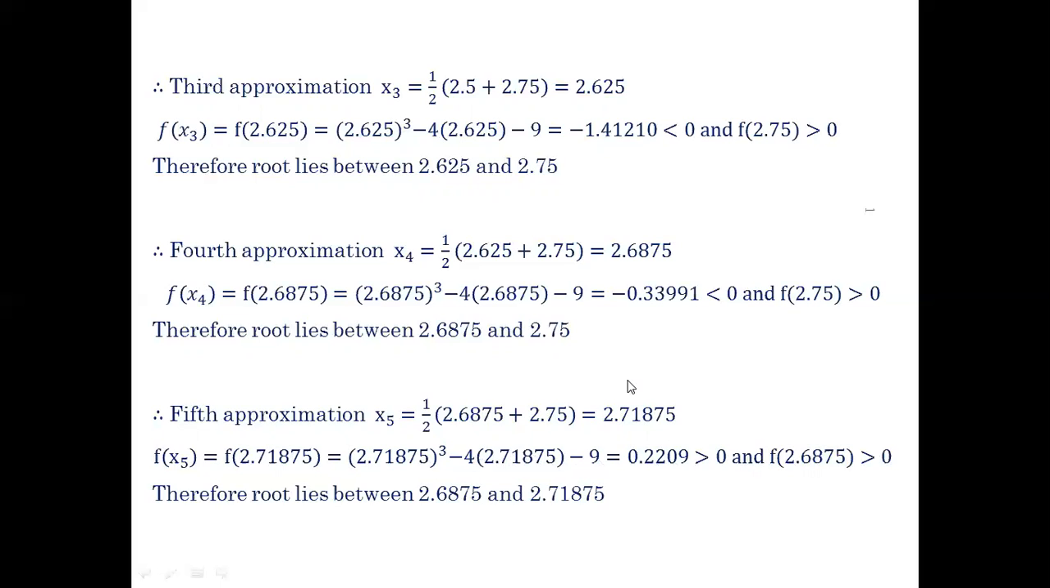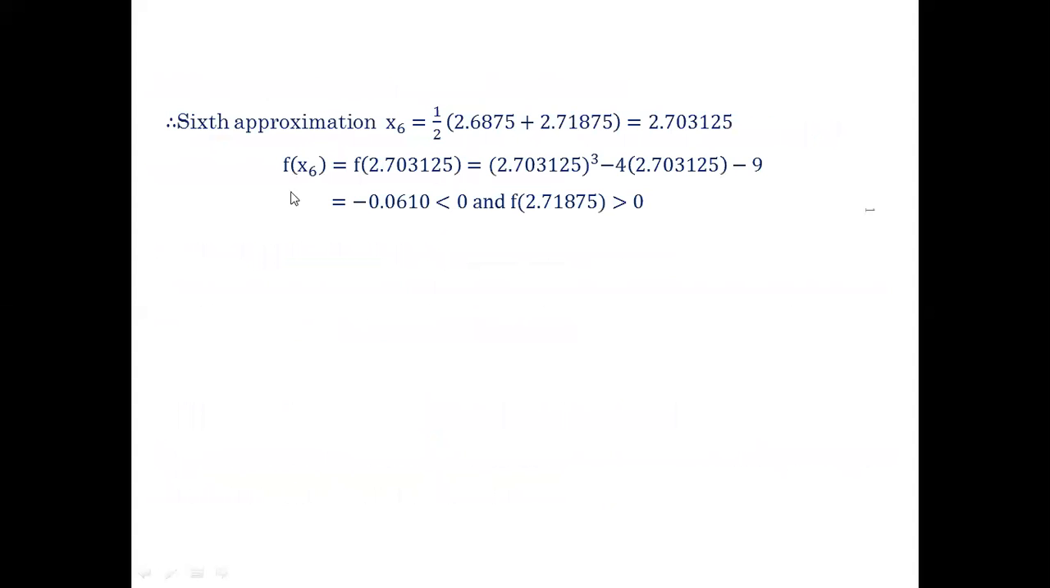You find the negative value is, sorry, you have to change the symbol. So because the negative value is 2.6875 in the previous step, therefore the root lies between 2.6875 and the positive value, 2.71875. So the sixth approximation, x6 is equal to 1 by 2 into (2.6875 plus 2.71875), which is equal to 2.703125.